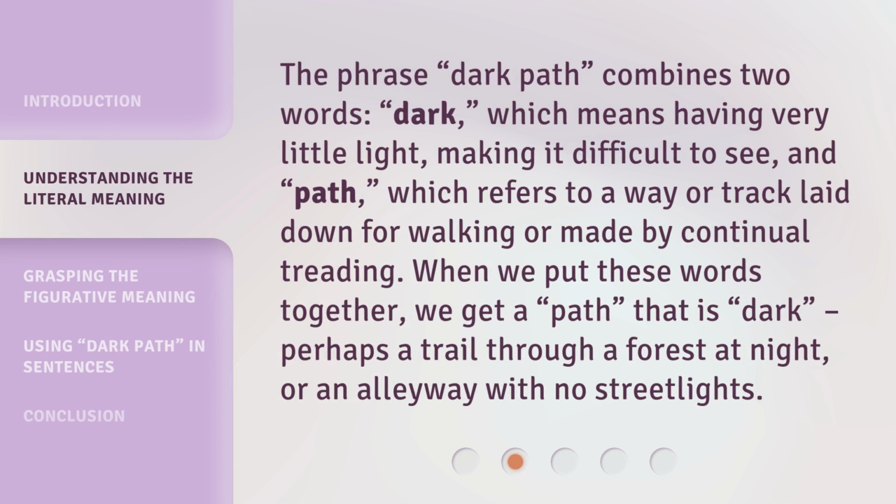The phrase, dark path, combines two words: dark, which means having very little light, making it difficult to see, and path, which refers to a way or track laid down for walking or made by continual treading. When we put these words together, we get a path that is dark. Perhaps a trail through a forest at night, or an alleyway with no streetlights.